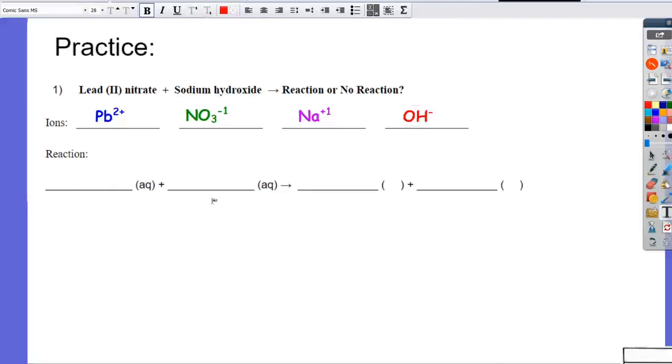So I need to figure out my balanced formulas for my reactants. So let's see, I've got a charge of +2 from my lead and a -1 from my nitrate. So I'm going to need the crisscross rule. I'm going to end up with Pb and no subscript, along with an NO3 in parentheses, because I will need 2 nitrates.